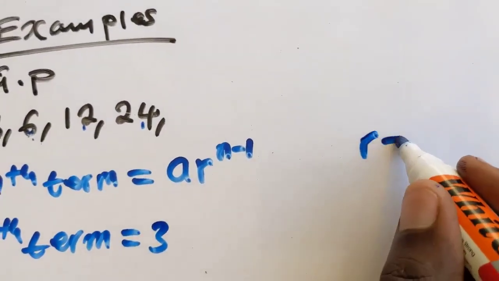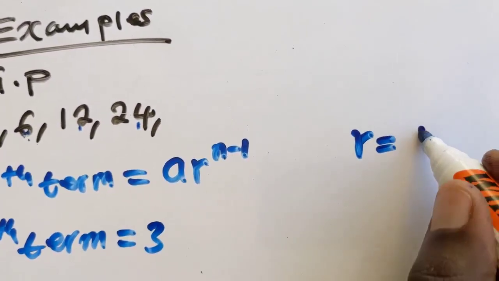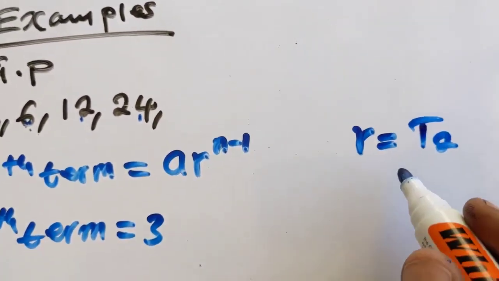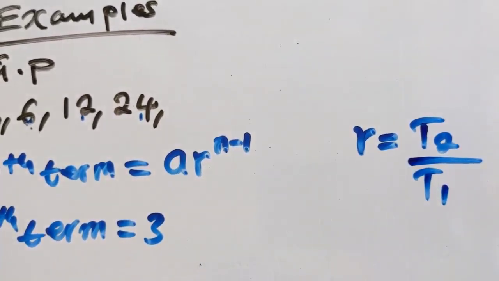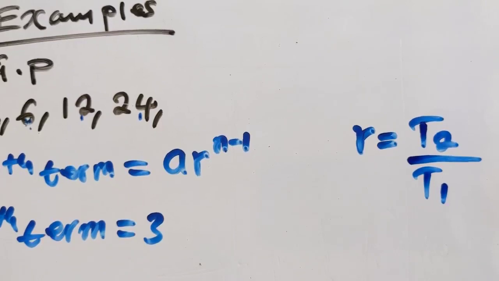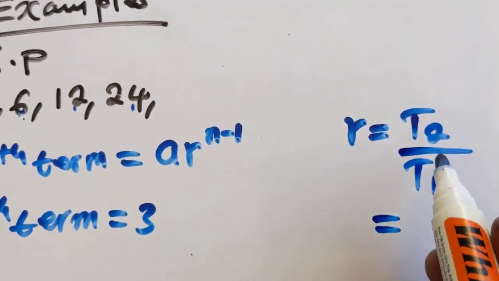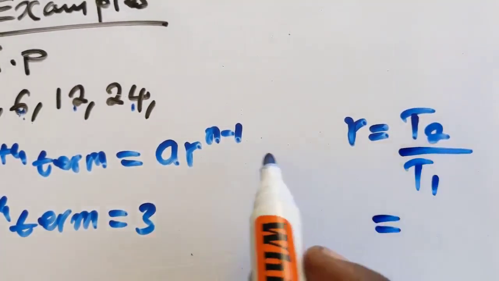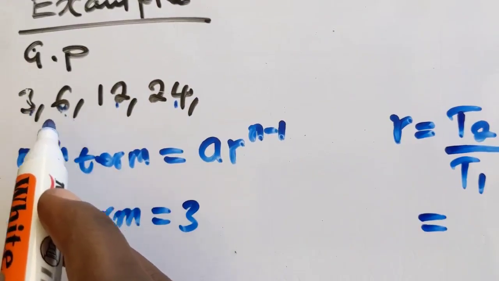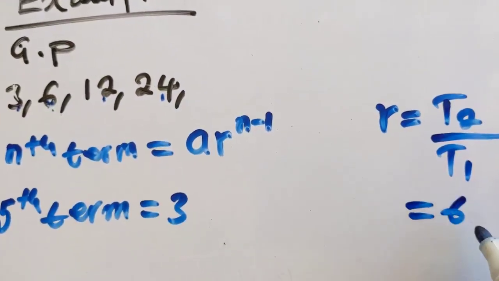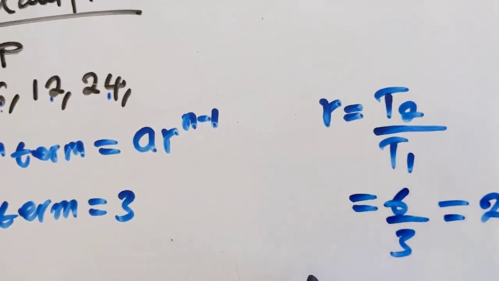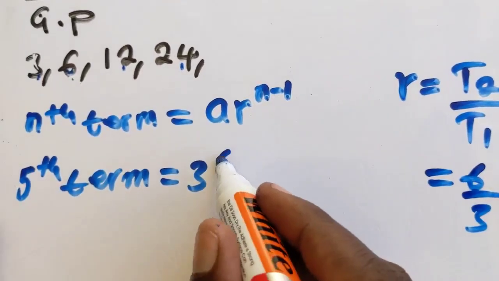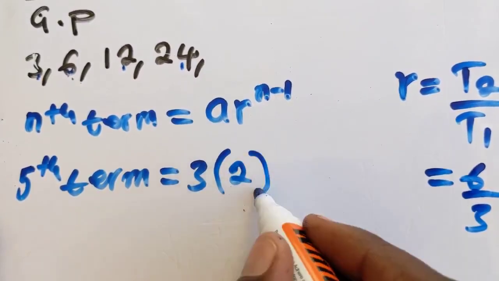So r, the common ratio, is equal to term 2 divided by term 1. That is how you do it. Term 2 is 6, and term 1 is 3. So the answer is 2. So here you just put r there.